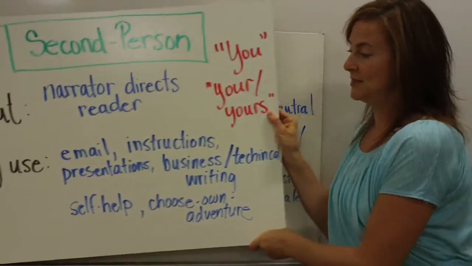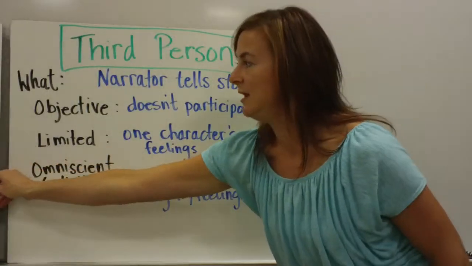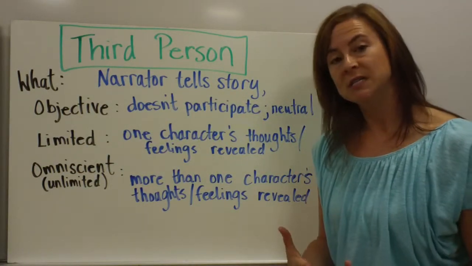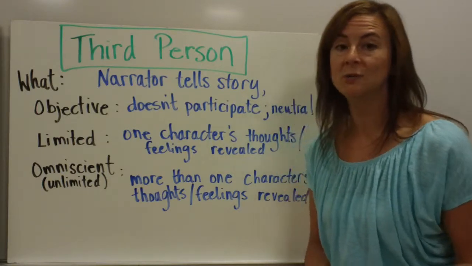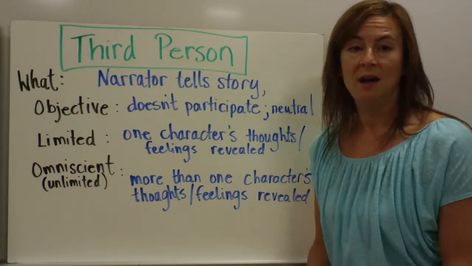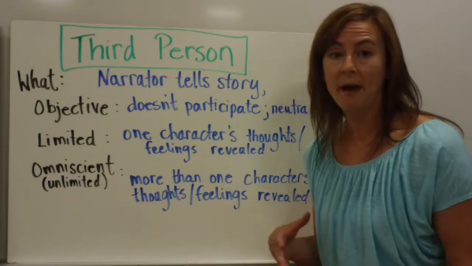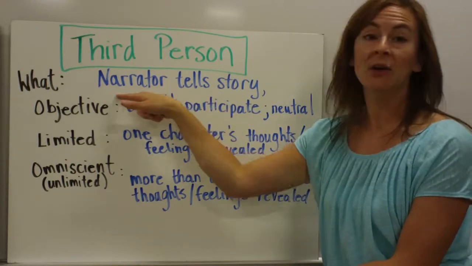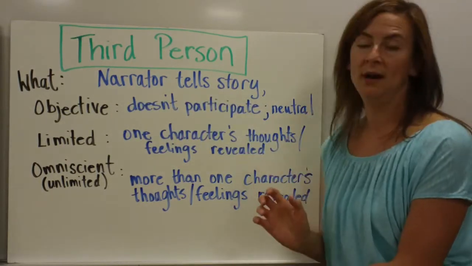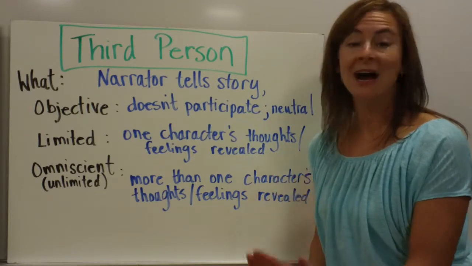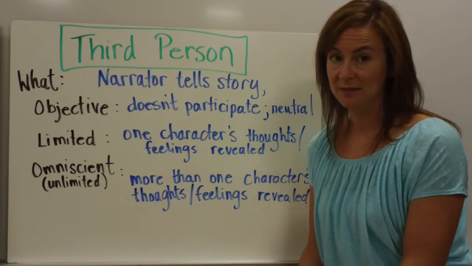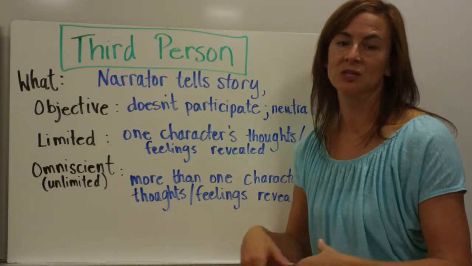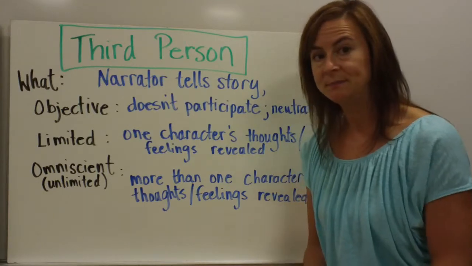Next, we're going to talk about third person point of view. And there are 3 types of third person point of view. You'll know that you are dealing with third person point of view when you see he or she, they or them. In third person point of view, you have a narrator telling the story. The narrator is not participating in the story. So it's somebody outside of the story viewing the story and sharing it with us as readers.